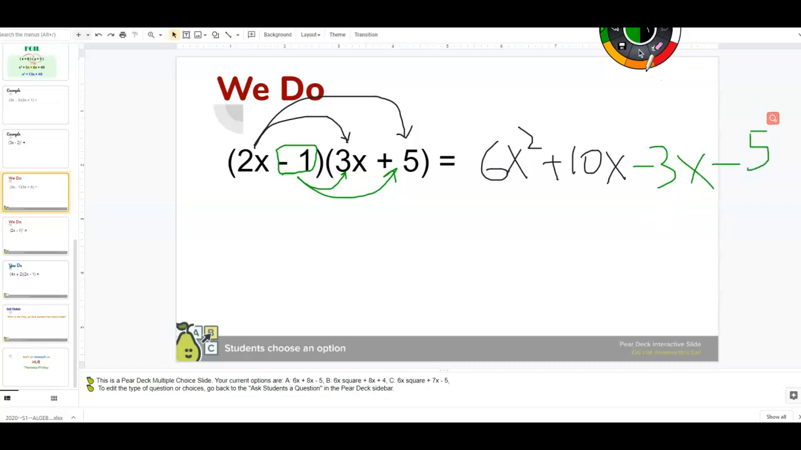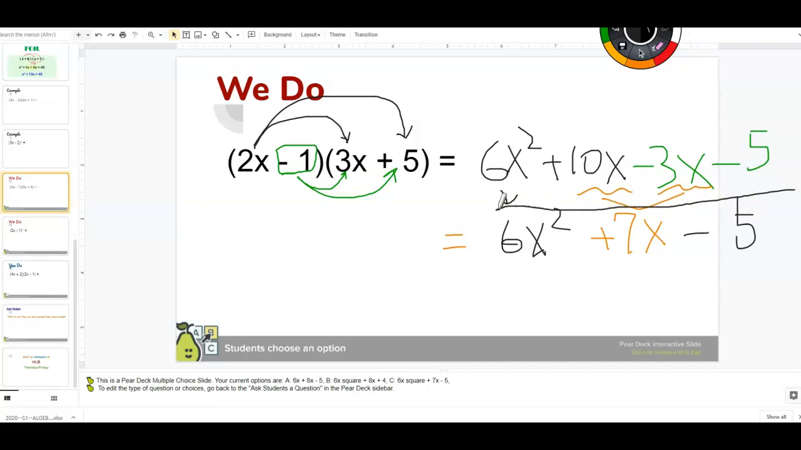Okay. And then check for like terms and combine them. X and x, they're like terms. Add up the number in the front. So 10 add -3 is +7x. And whatever you haven't touched, bring them down. And that's it. Okay.